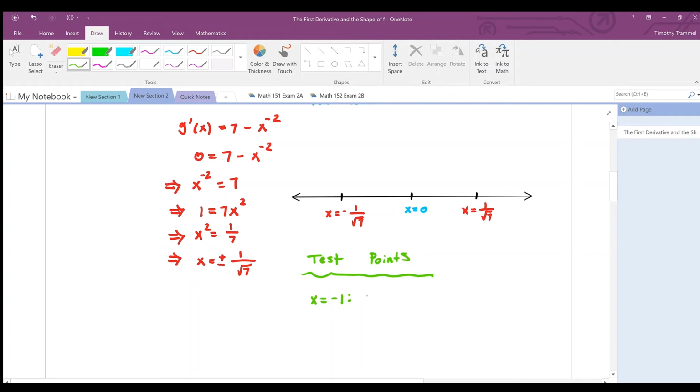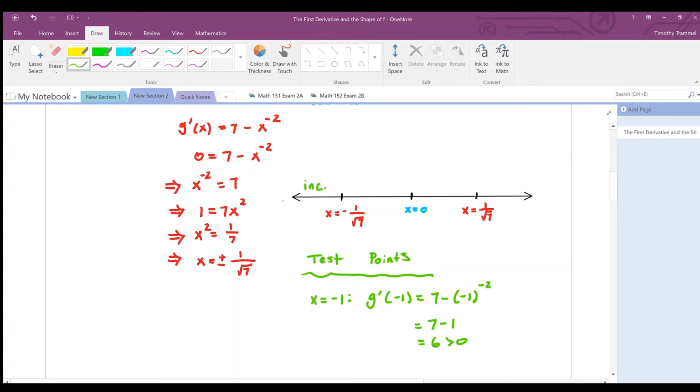If we were to take that and plug that into our first derivative, we're going to get 7 minus, and then that's -1 to the -2. Taking -1 and raising it to the -2 is actually just going to be 1. So this gives us 6, which is a positive number. So what that tells me is over this interval, it's increasing.